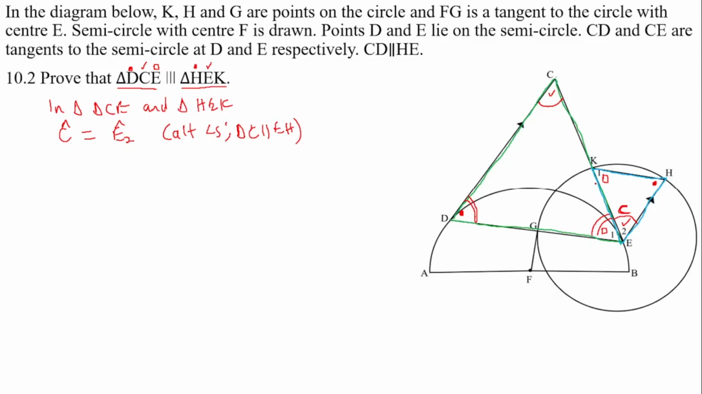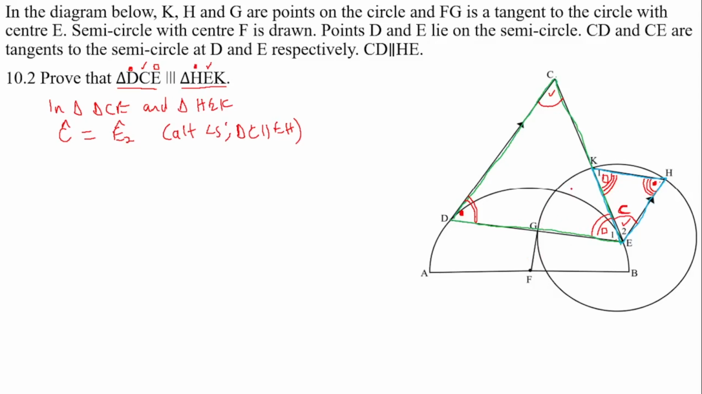And then again, this angle will be equal to this angle, since they are angles opposite equal sides: EK is equal to EH since they are radii. You see that? And then since angle C is equal to angle E2, it means that angles K1 and E1 are equal, and angle H and angle D are equal. How do you find angle K1, for example, or angle H? Let's talk about angle H and angle D.